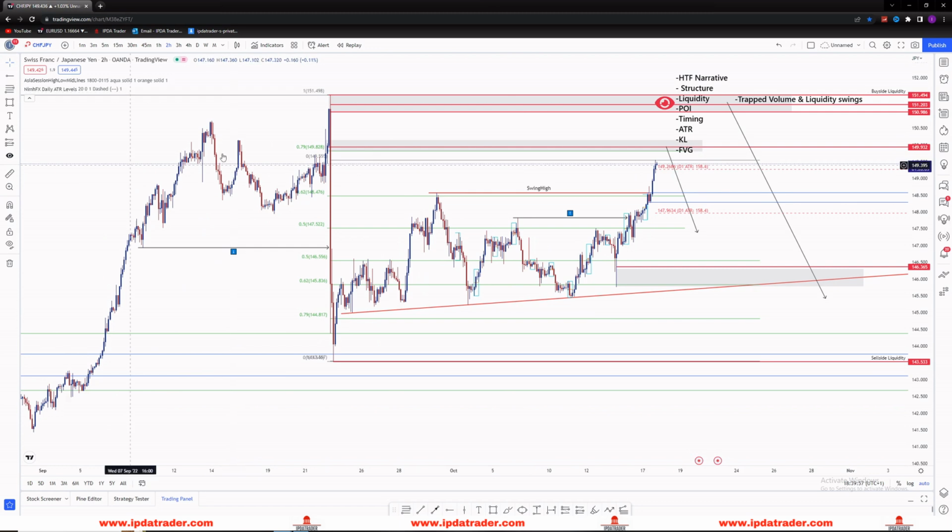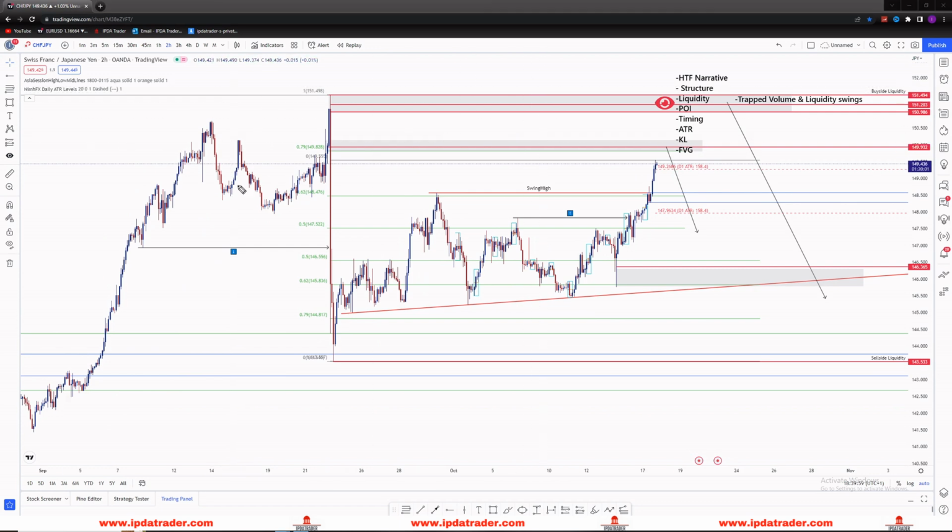Now that I've completed my market mapping, you can see that we went from having absolutely nothing to covering all of the concepts. Higher time frame narrative, we spoke about it. Structure, we spoke about it with the break that we're looking at. Liquidity, obviously very visible over here. POIs, we've spoken about them extensively. What else did we speak about?